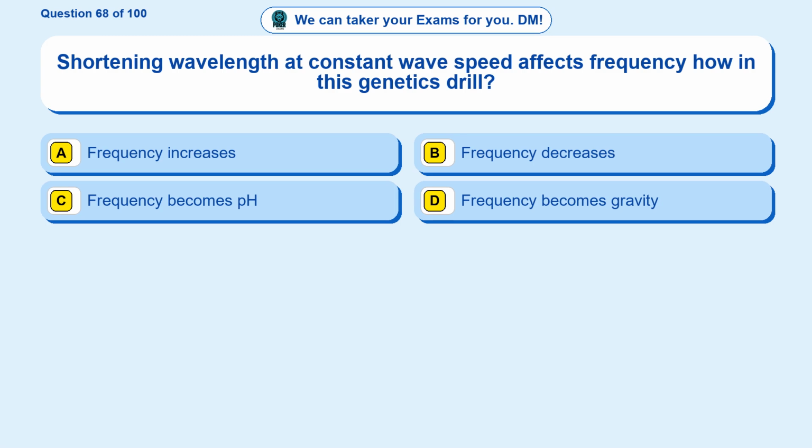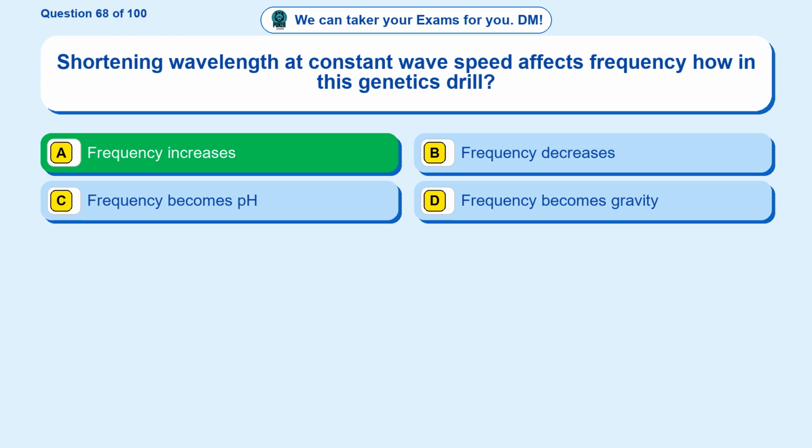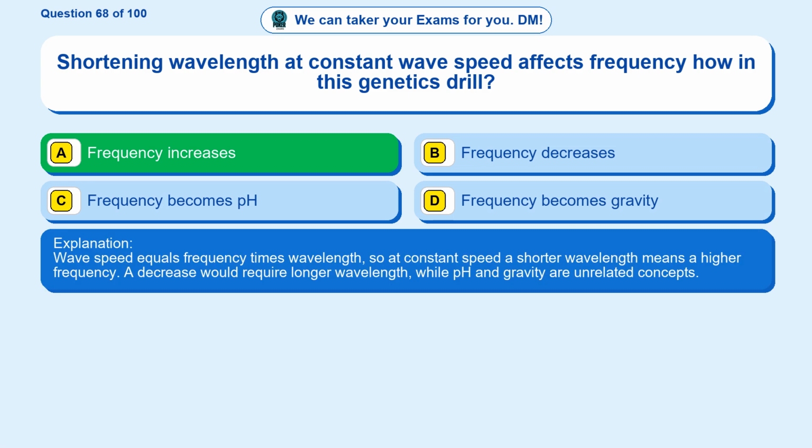Question 68. Shortening wavelength at constant wave speed affects frequency how in this genetics drill? Option A, frequency increases. Option B, frequency decreases. Option C, frequency becomes pH. Option D, frequency becomes gravity. The correct answer is option A. Frequency increases. Wave speed equals frequency times wavelength, so at constant speed a shorter wavelength means a higher frequency. A decrease would require longer wavelength, while pH and gravity are unrelated concepts.